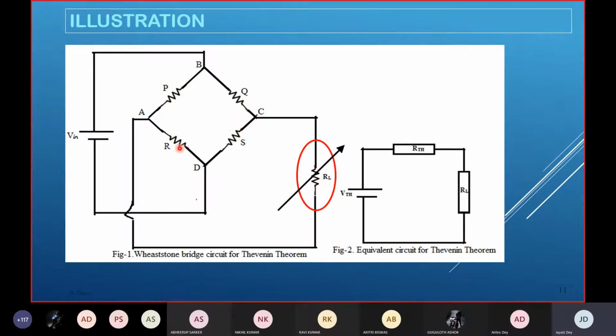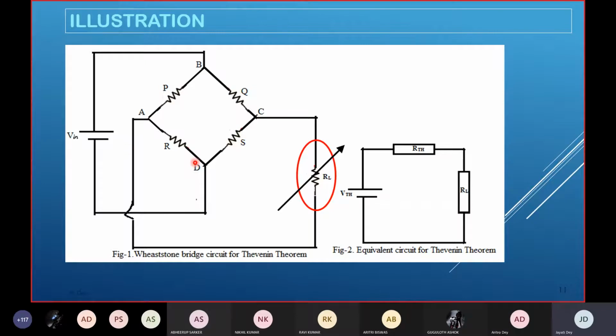Acha. So here it is the bridge circuit, and the voltage source is connected across the BD terminal. The resistance P is connected across AB, Q across BC, S across DC, and R across AD. Now the load resistance, a variable load resistance, is connected across C and A. This is RL.